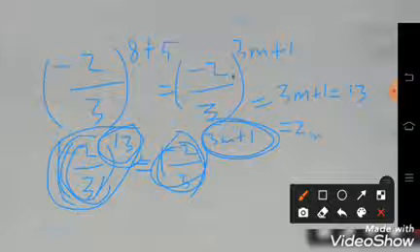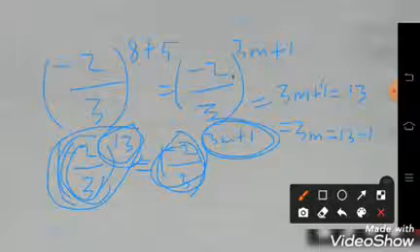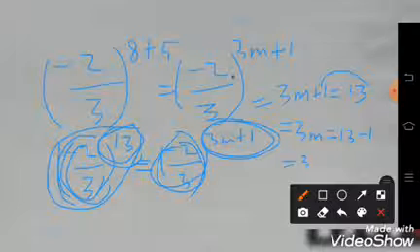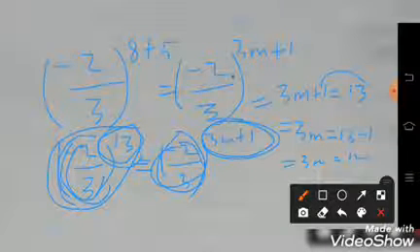So here 3m equals 13 minus 1. You transfer this 1 to this side, then it will become minus. And this is equal to 3m equals how much? 12. 13 minus 1 is 12.